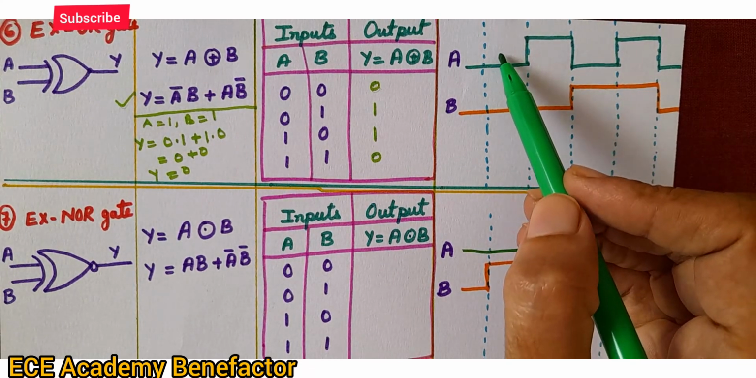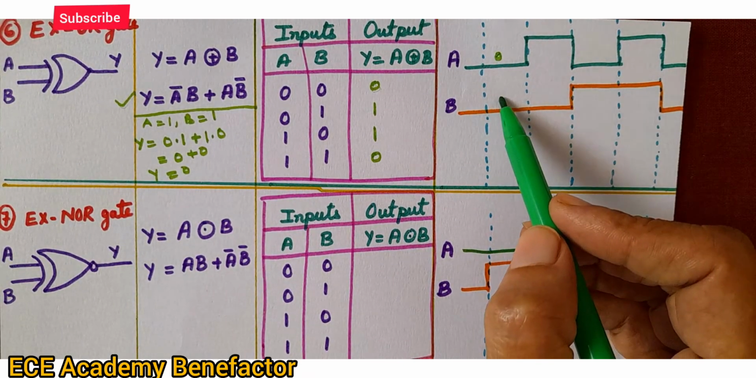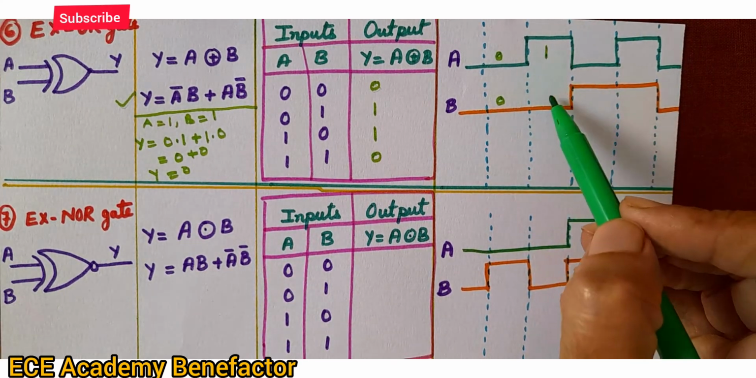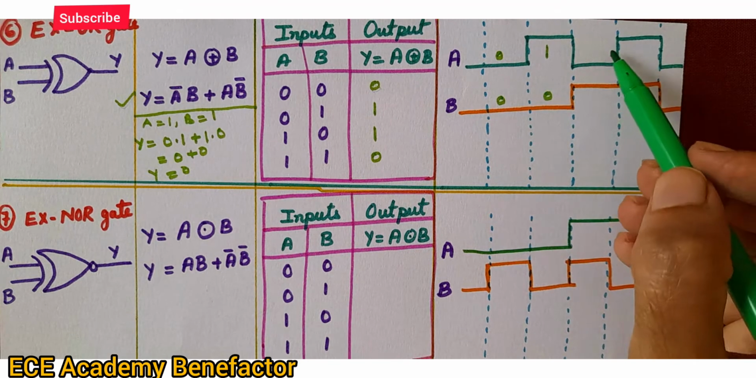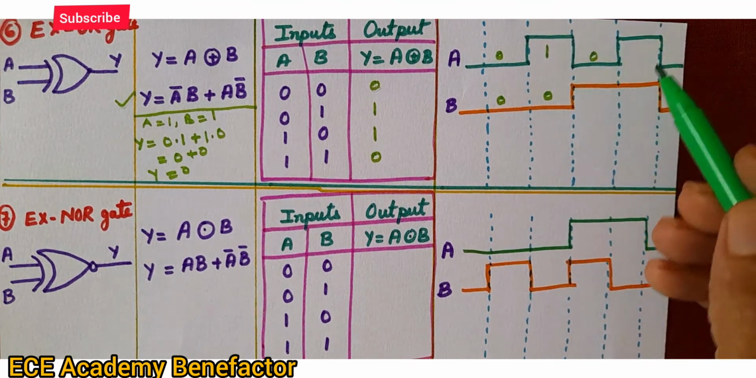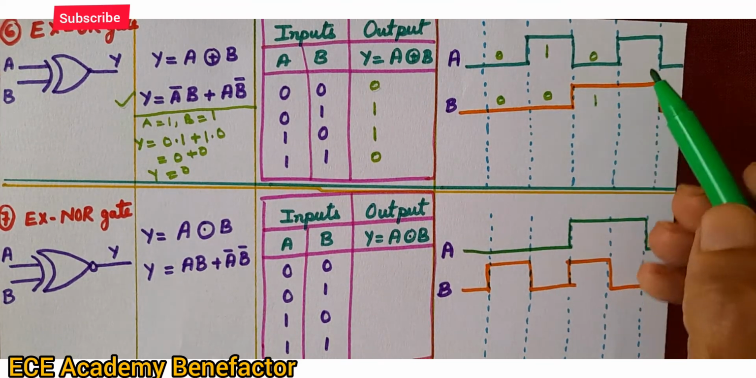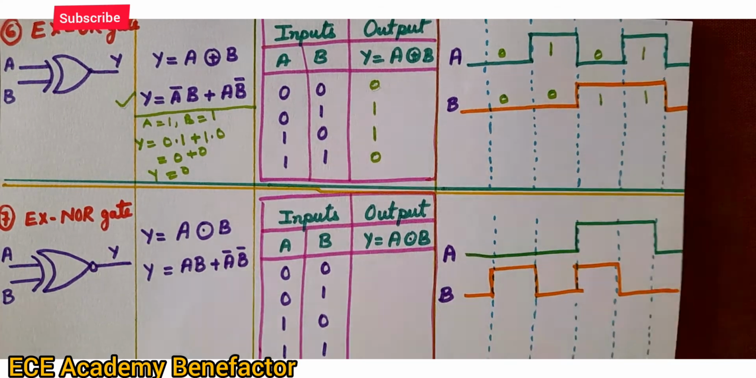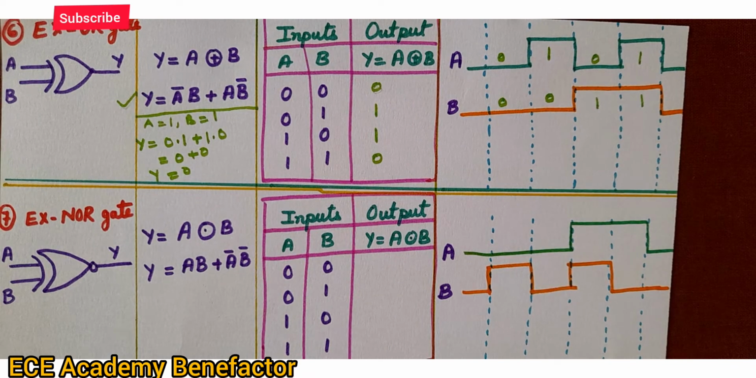In the T1 period, A is 0, B is also 0. In T2, A is 1, B is 0. In T3, A is 0, B is 1. In T4, A is 1, B is 1. What will be its output waveform now? Based on the truth table, we have to draw.